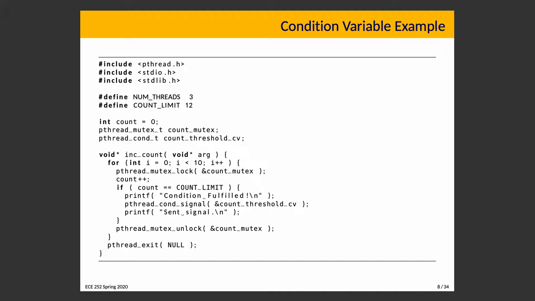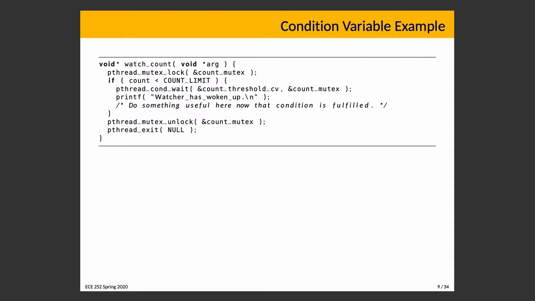So we have a thread here that increments count. Actually, we'll have several, but threads that increment count run this function. For int i equals 0, i less than 10, i plus plus, they will lock the mutex and increment count. If count is at the limit, then it will indicate the condition is fulfilled and send a condition signal on this condition variable. And then there are some printfs associated with it to make it a little easier to follow the execution of the program while it's going on. Unlock the mutex and then exit.